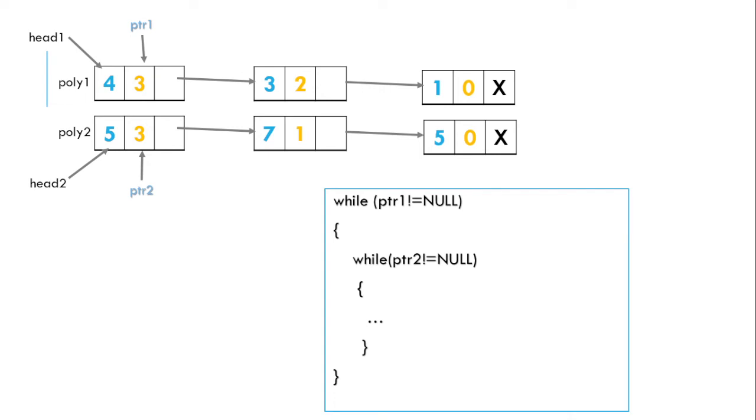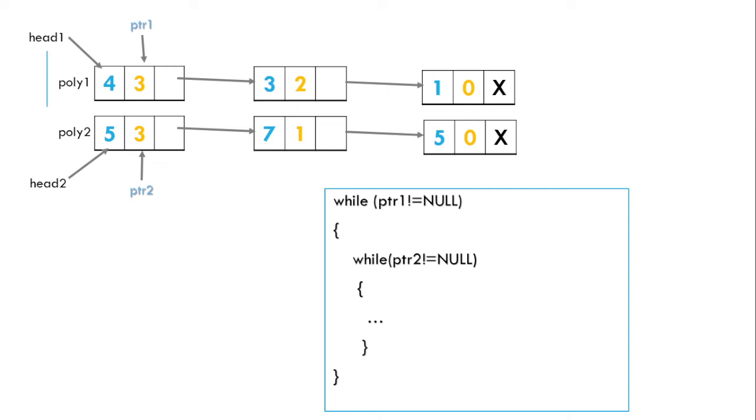Now we are representing both the polynomials using linked lists. Let poly 1 represent the first polynomial and poly 2 represent the second polynomial. Head 1 is the pointer to the first node of the first polynomial. Head 2 is the pointer to the first node of the second polynomial. To traverse through the first polynomial, we make a dummy pointer ptr1. To traverse through the second polynomial, we make a dummy pointer ptr2.